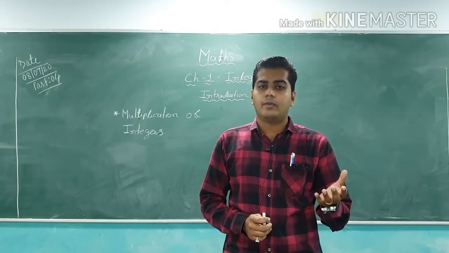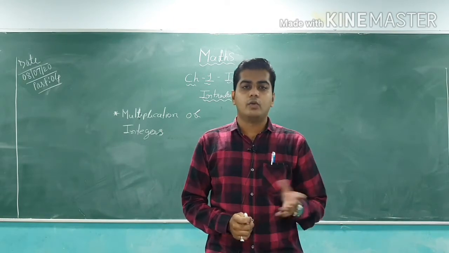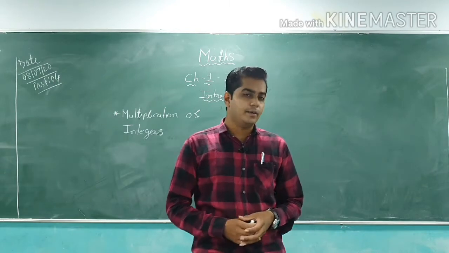Suppose you add 1 with 0, 1 plus 0. So 1 plus 0 is what? 1. 2 plus 0 is what? 2. So that's how you can say that 0 is the additive identity.